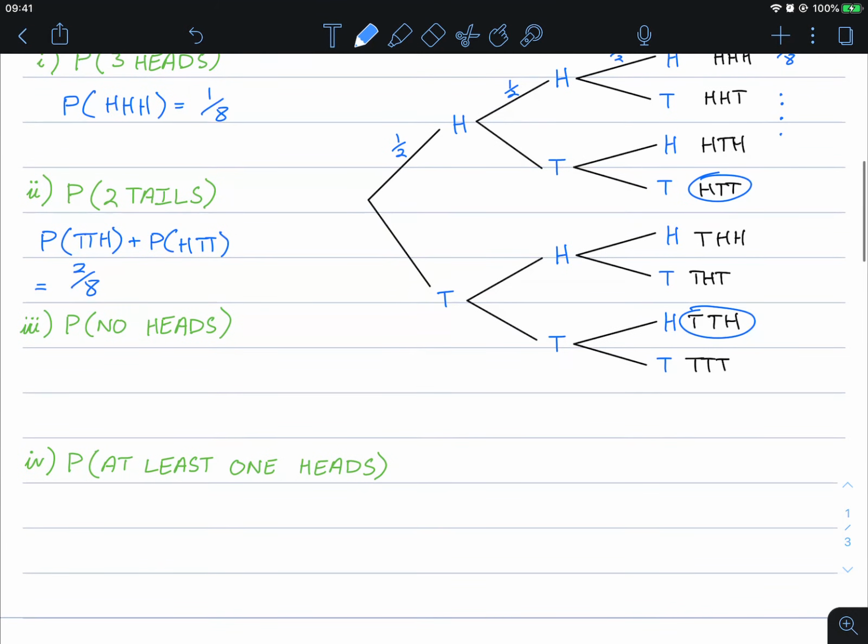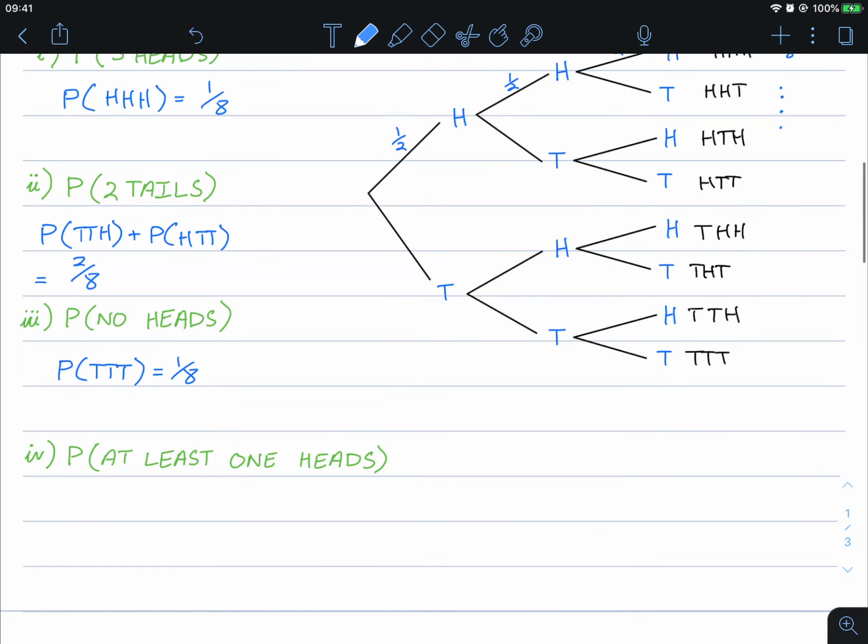The probability of no heads at all. Well, that's the same as the probability of 3 tails. Well, that's going to be this one here. That's 1 in 8. Let's erase these. That's 1 in 8.